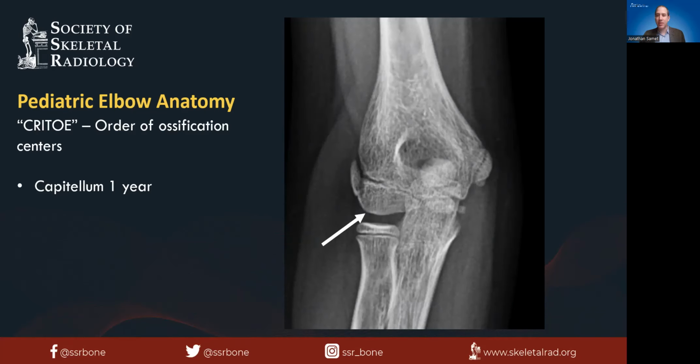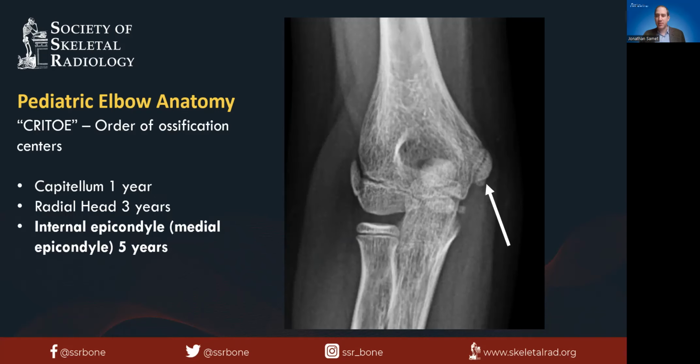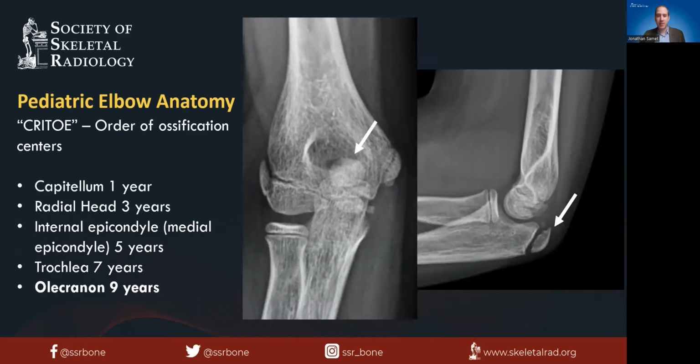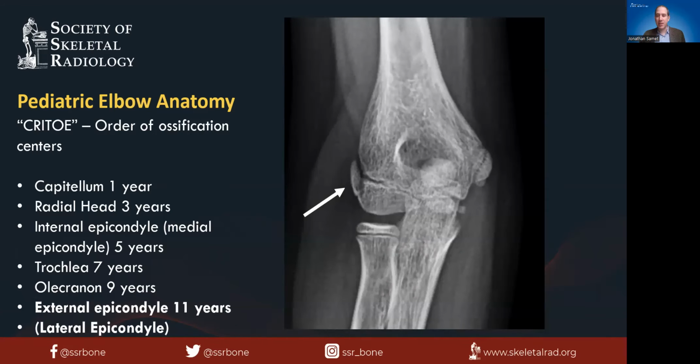The capitellum appears at 1 year, then the radial head at 3 years, the internal epicondyle or medial epicondyle at 5 years, trochlea at 7 years, olecranon at 9 years, and external epicondyle or lateral epicondyle at 11 years. The trochlear ossification center commonly appears in multiple small little nodules of ossification. That's normal. And the olecranon as well can have secondary ossification centers.